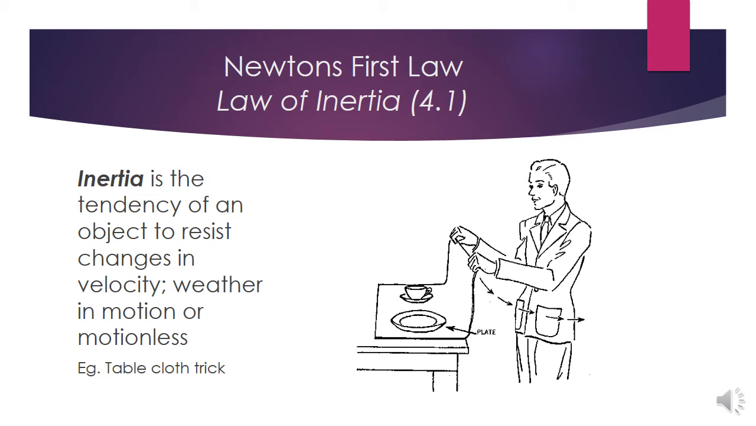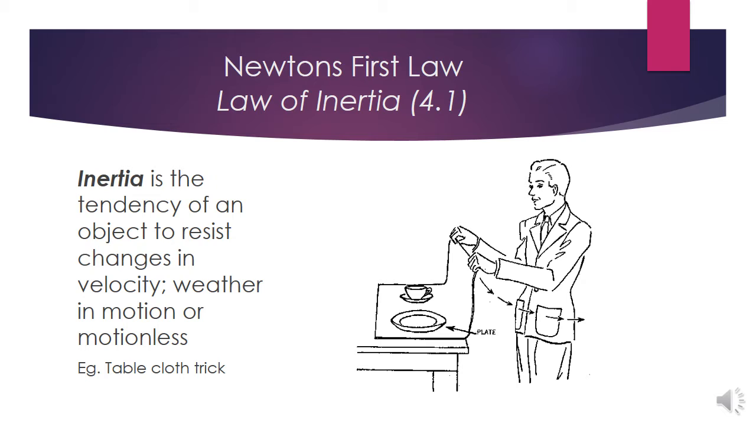So Newton's first law. This one is also known as the law of inertia. And inertia is the tendency of an object to resist any changes in motion. Okay, so this is the reason that the tablecloth trick can work. Because inertia basically is saying that an object doesn't want to move. Right? An object at rest wants to stay at rest. An object in motion wants to stay in motion.